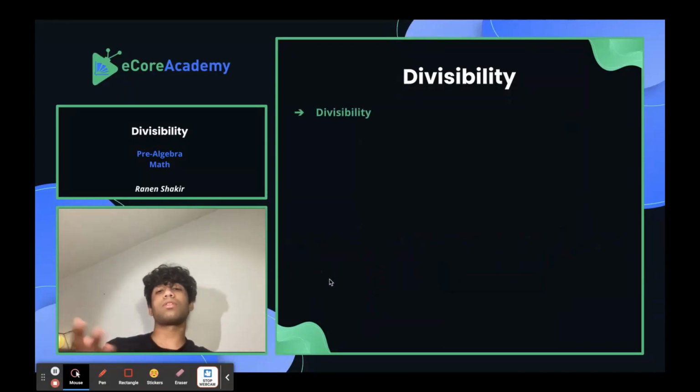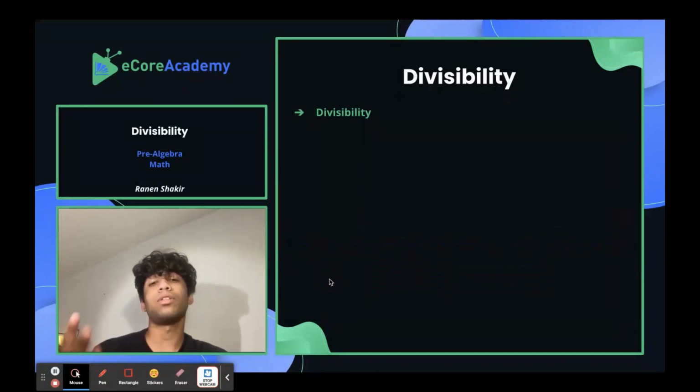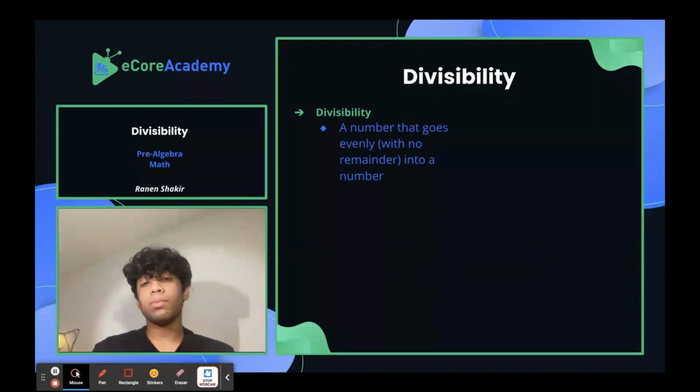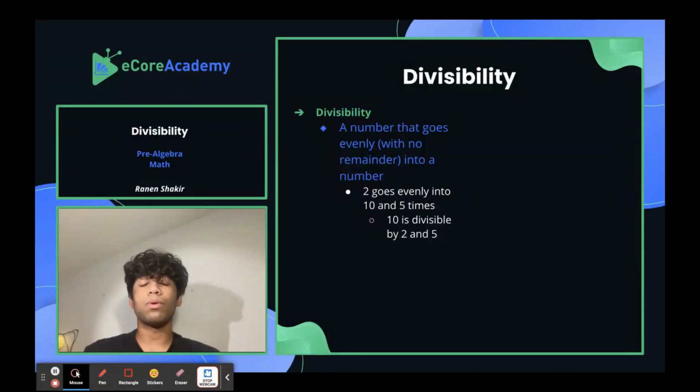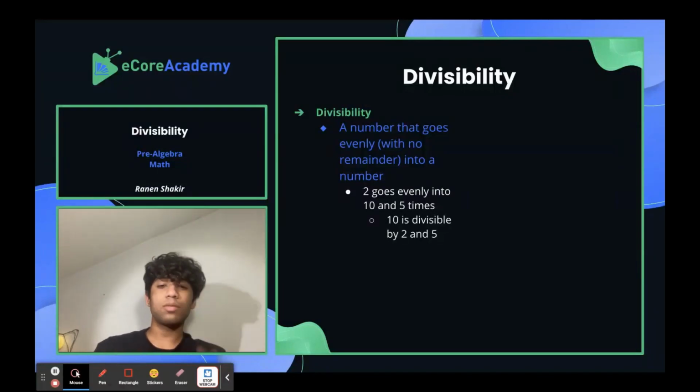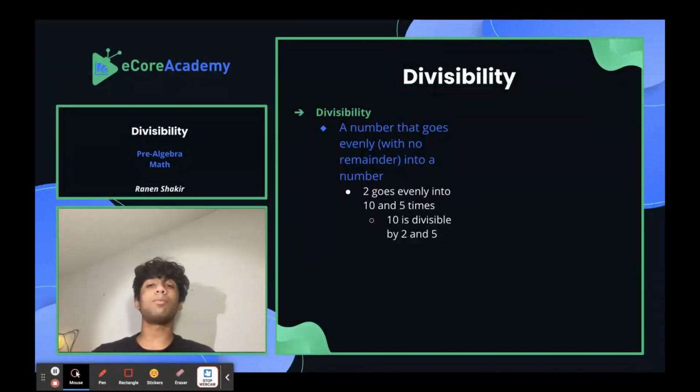As always, we're going to start with a couple of vocab terms just to get our minds refreshed on what divisibility is. Divisibility is a process where a number goes evenly, with no remainder, into another number. An example here is that 2 goes evenly into 10 5 times, because 2 times 5 is 10. Therefore, 10 is divisible by both 2 and 5. So divisibility helps you find the factors of a number. We can find that the factors of 10 are 2 and 5.